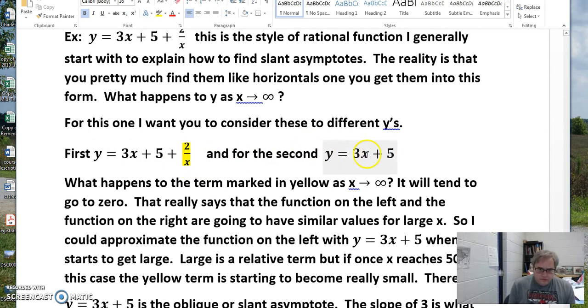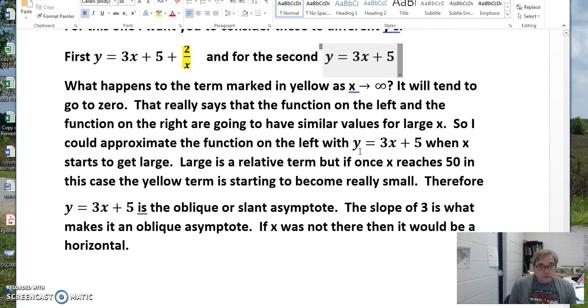That function right here, y equals 3x plus 5, would be an oblique asymptote for this one, because as x gets large, this function will approach that line. You notice this is a line with a non-zero slope. It's not a vertical line. It's just an oblique or slant because I have a slope here that's not 0 or undefined.